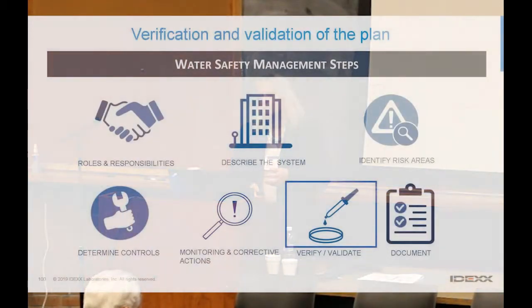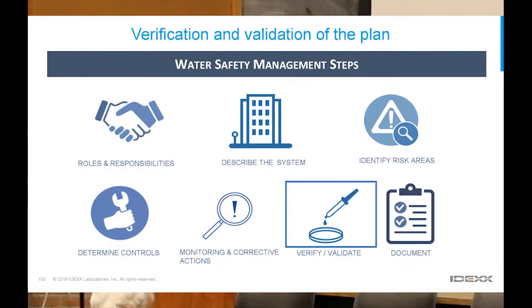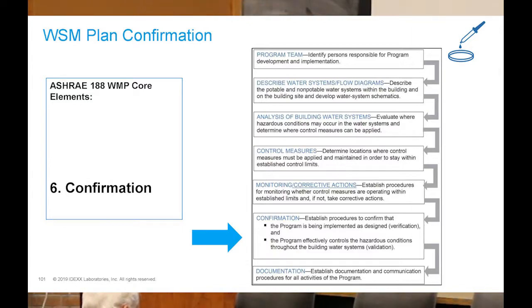So what I'm going to talk about are the last two steps of water safety management planning. Step number six is verification and validation. And this is where we're at here. And in the single figure from ASHRAE 188, it's under confirmation. So I walk around a lot. So if you can't hear me, raise your hand, okay?